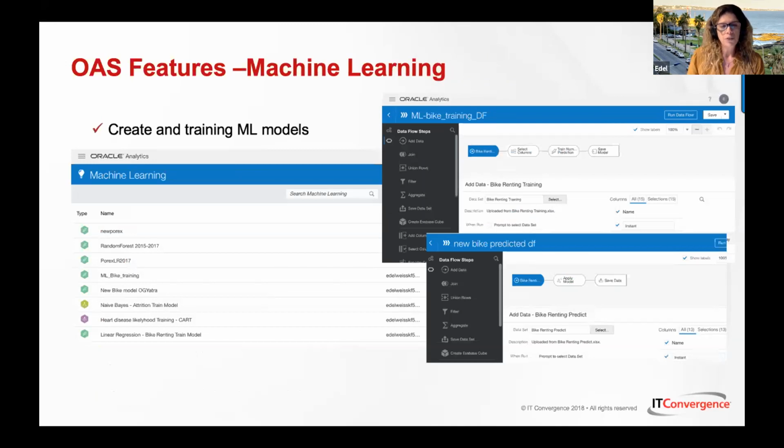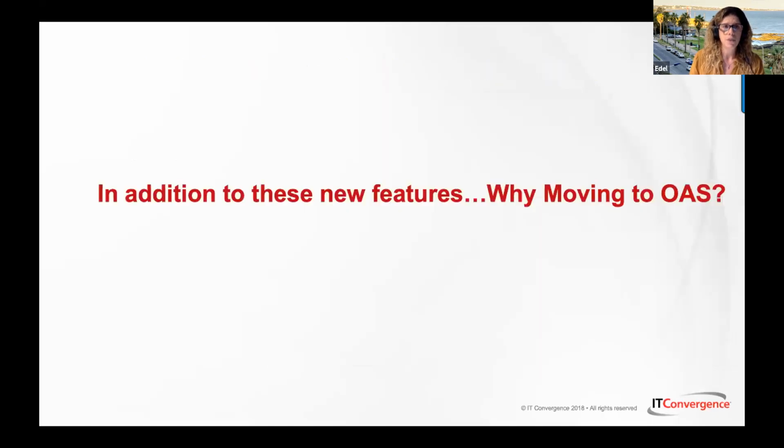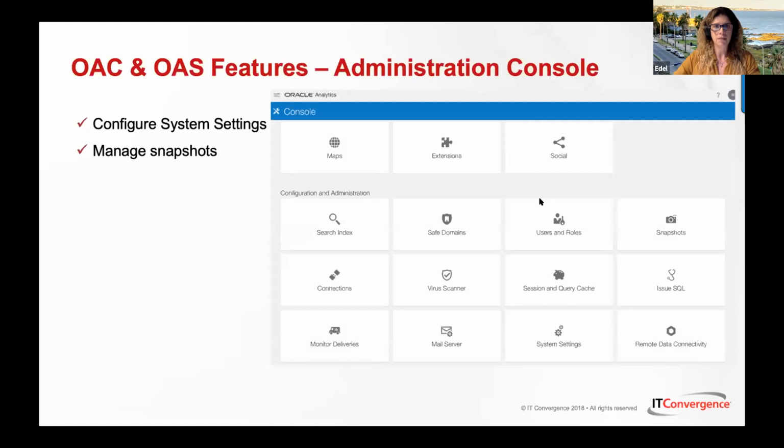And this is also oriented for people that don't have experience in machine learning. So you have the possibility to create, build and train machine learning models without having much knowledge and play with it, basically. And then you can apply it to different data sets in the same Oracle Analytics Cloud, Oracle Analytics Server. Okay? This is the administration console. This is the way that you can configure system settings. You can also manage snapshots. We're going to see what it is. So let me show you the tool.